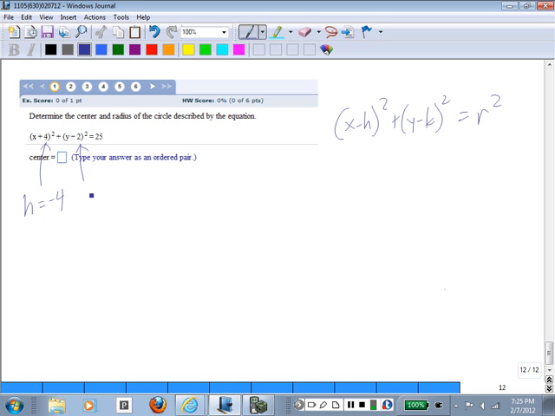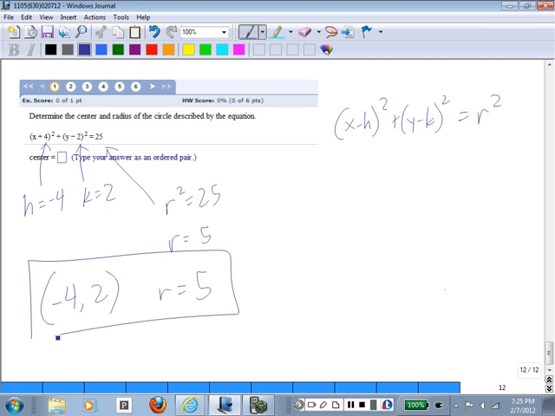The k is going to be +2 because you have y minus 2 there. So that's the y coordinate of the center. And r squared equals 25. r's got to be a positive length, so what's the positive square root of 25? 5. So r equals 5. So just like that, we know the center is (-4, 2) and the radius length is 5. That's the information that we're looking for. So it asks for the center first.